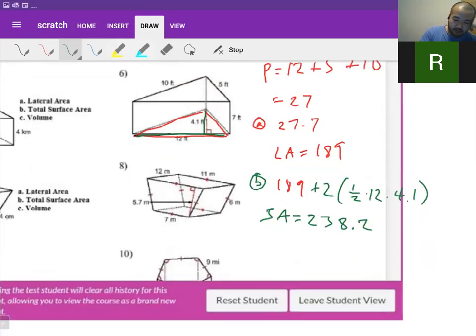And then the last thing is the volume. So volume is area of the base. So 1/2 times 12 times 4.1 times the height, which is 7.